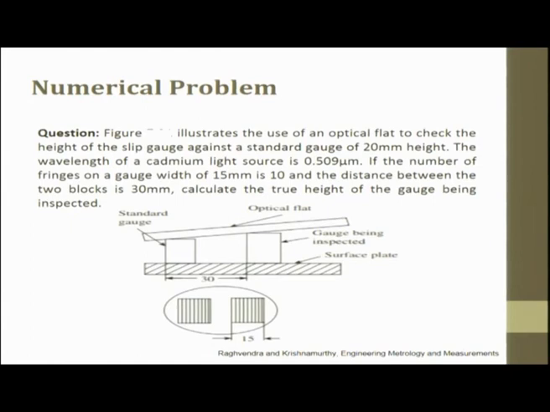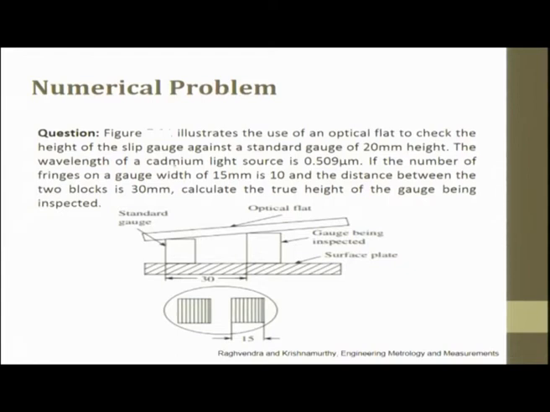So, let us try to solve a simple question. Here you can see a figure which illustrates the use of an optical flat to check the height of a slip gauge against a standard. This is the gauge being inspected, and this is the standard of 20 millimeter.